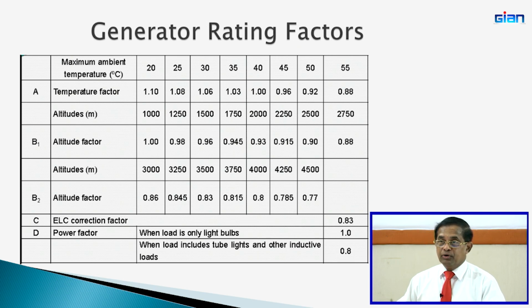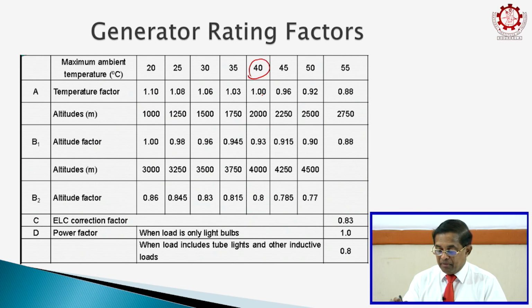Here are some typical values. These are not hard and fast rules, but you can get them from handbooks. So, you can see the temperature factor. If the machine is designed for 40 degrees Celsius temperature, then your temperature factor is 1. But if it is higher, then you have to derate your machine. If they are going to operate at a temperature of 45 degrees, then you have to sacrifice about 4% of the capacity. So, you will have to have extra 4% capacity.